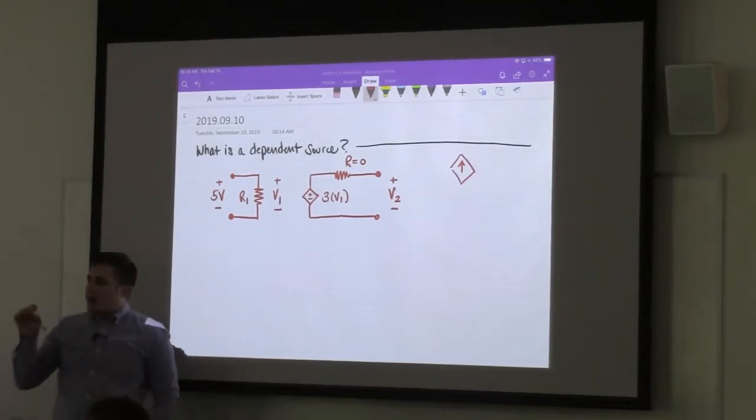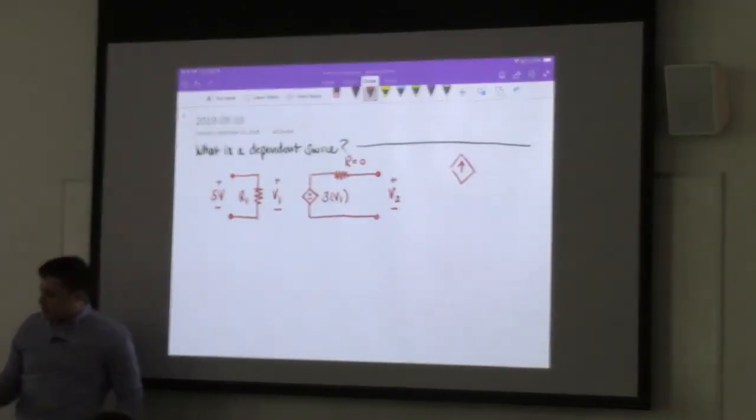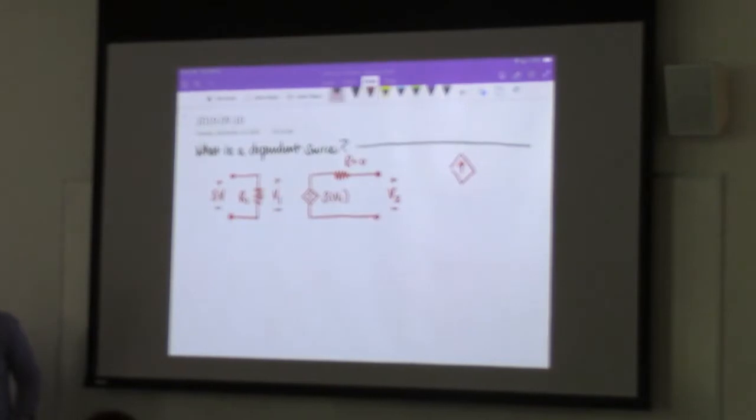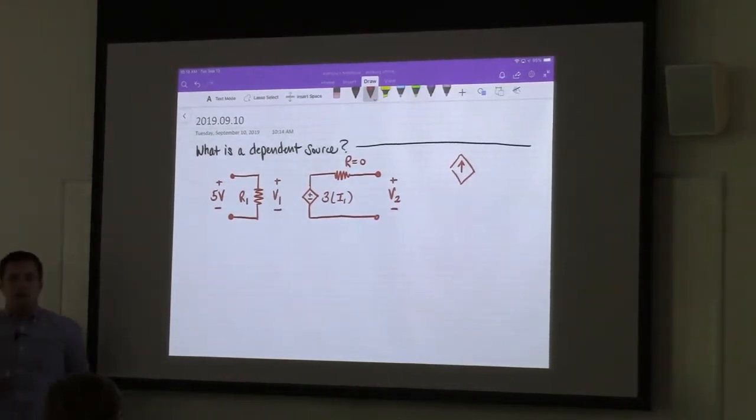So you can have voltage-dependent voltage sources. This would be an example of that. You can have current-dependent voltage sources. A current-dependent voltage source would be if that looked like that. It's still a voltage source, but it's dependent on a current. And then you can have the other combination, which would be voltage-dependent current sources and current-dependent current sources.